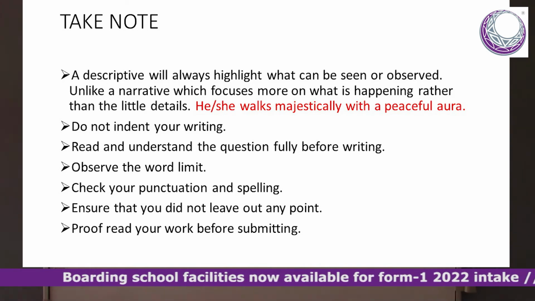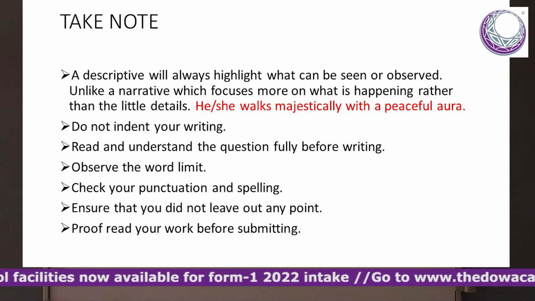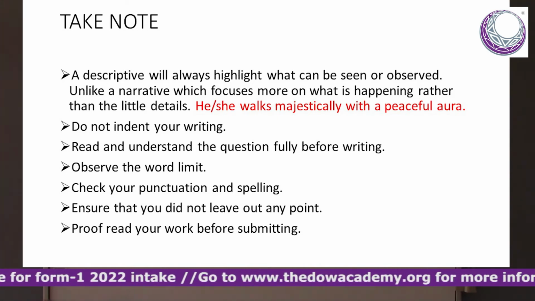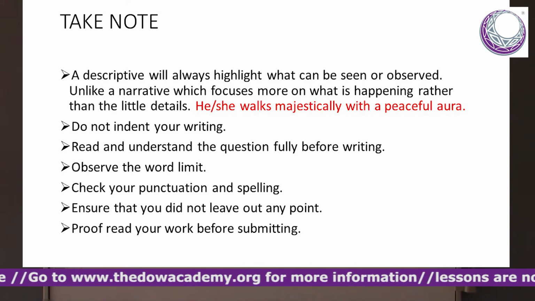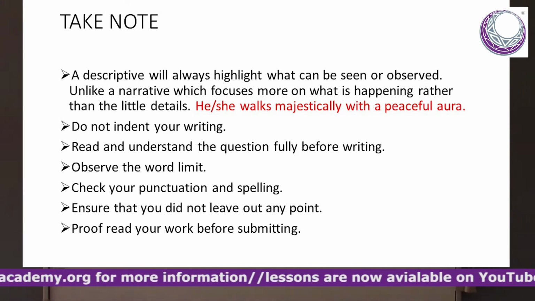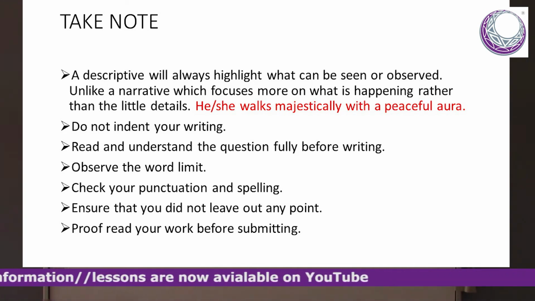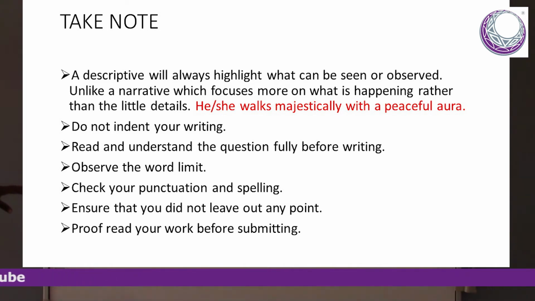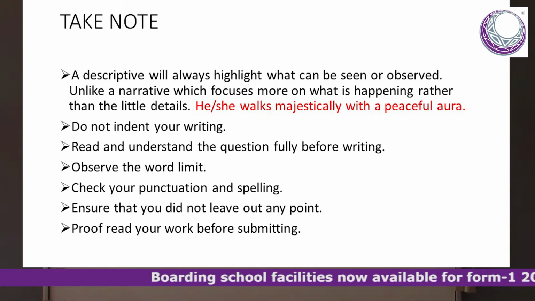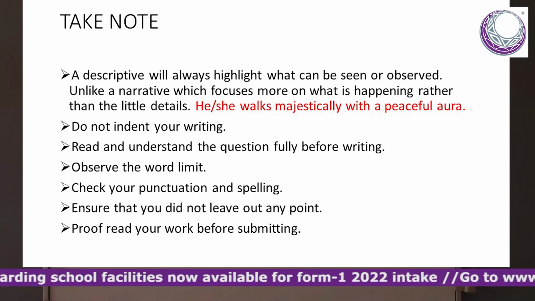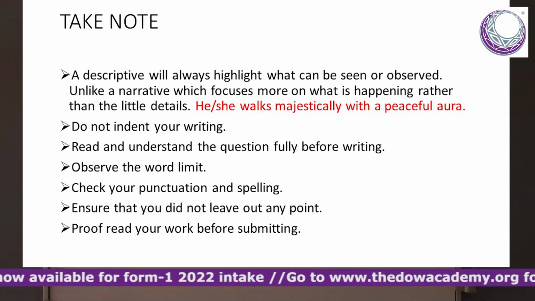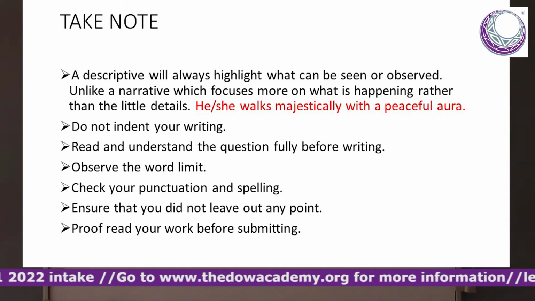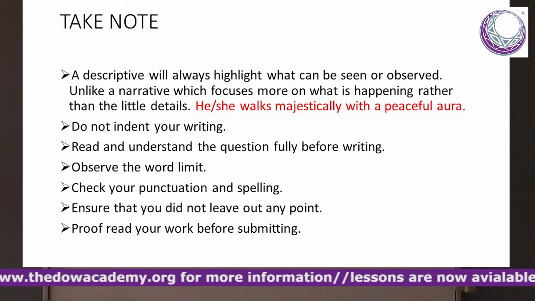The first bullet point there was saying a description will always highlight what can be seen or observed, unlike a narrative which focuses more on what is happening rather than the finer details. We look at the example there. He or she walks majestically with a peaceful aura. When you say he or she walks, that is simply a narration of what someone gets to do.